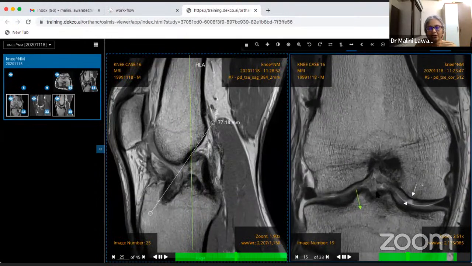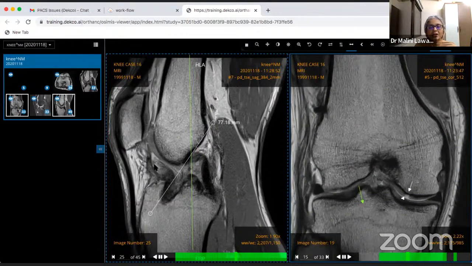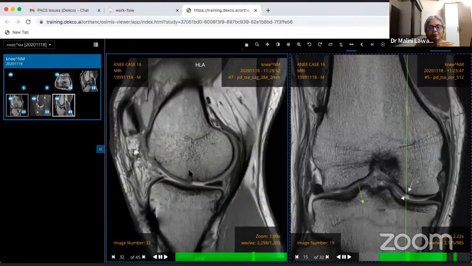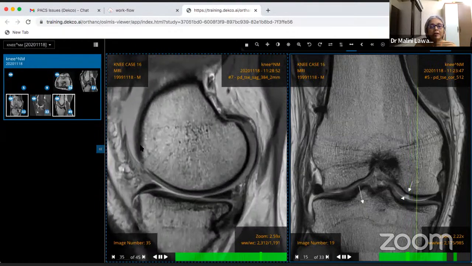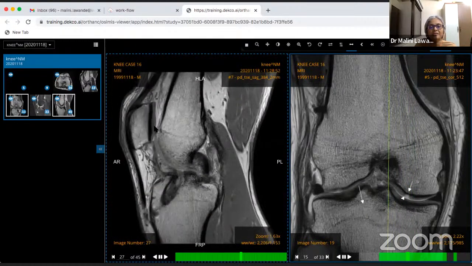How do we measure the dimensions? When I measure cartilage pathologies, we always measure the maximum AP as well as the transverse dimension for femorotibial cartilage. For patellofemoral, we give the craniocaudal as well as the transverse dimension.